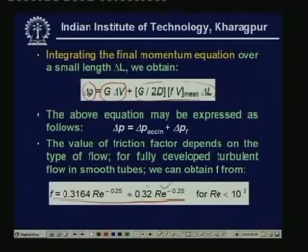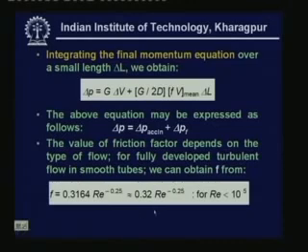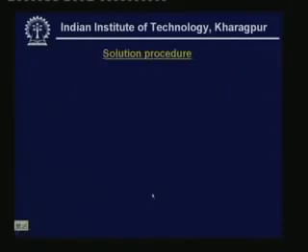So if you know the Reynolds number, then you can find out the friction factor. Once you find the friction factor and you know other things, then we can find out the required length. Now let us look at the solution procedure. This is the model suggested originally, and how do we solve this? The solution procedure is like this.